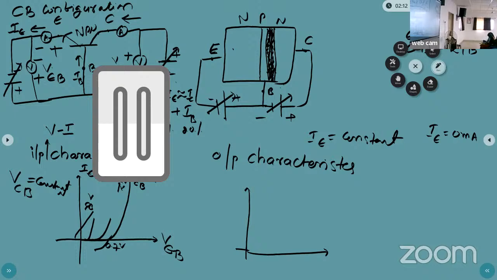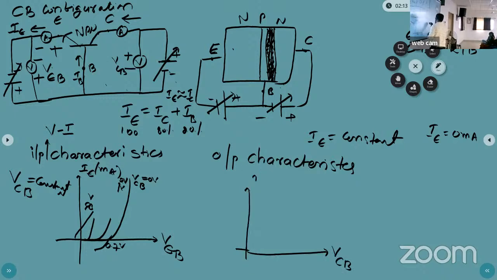What is the expression? IE is approximately equal to IC. What is the value of IE? 0 milliamp. Then what will be the IC? But we'll get some minute current. That current is due to the charge carriers or minority charge carriers, similar to the PN junction diode. Now, what is the parameter here?